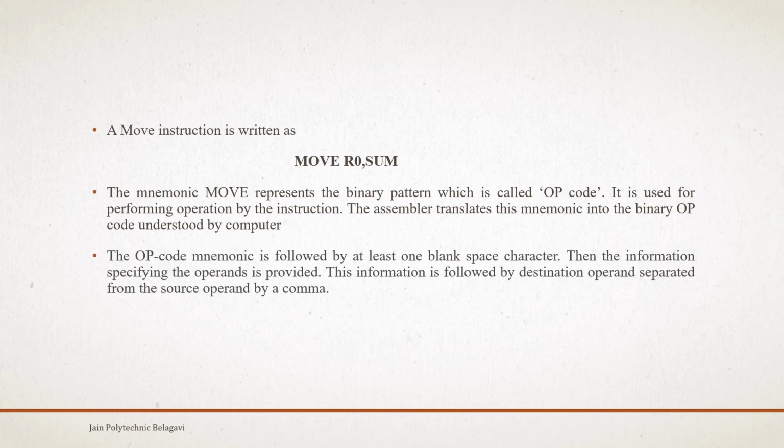Now the opcode mnemonic is followed by at least one blank space character. Here you can see there is one blank space character. Then the information specifying the operands is provided. These are two operands. The source operand is followed by the destination operand, here sum is the destination operand. These are separated by a comma.